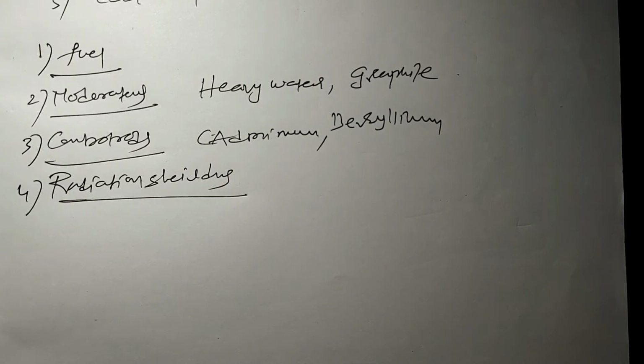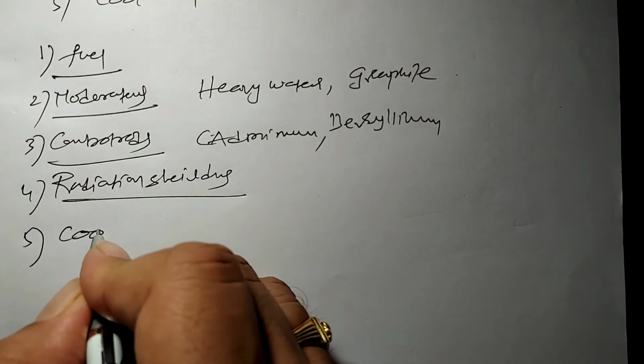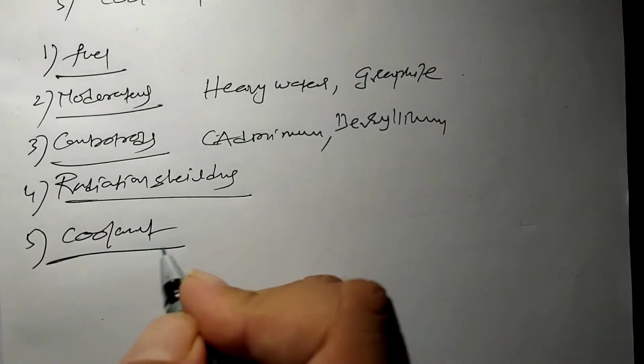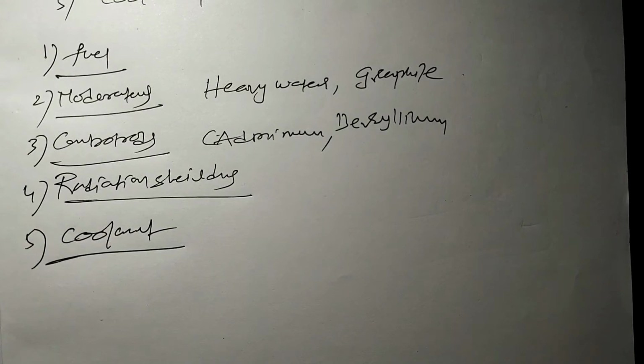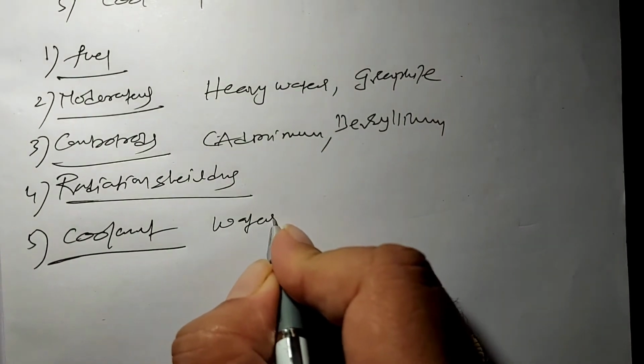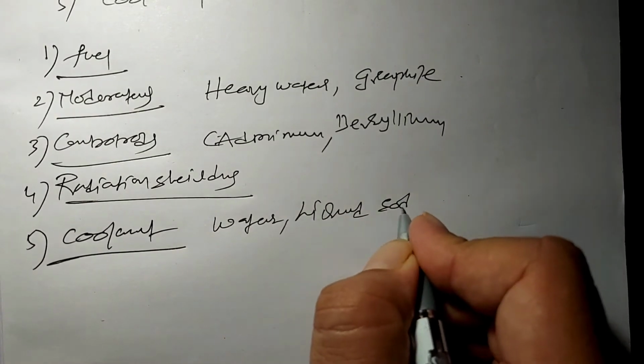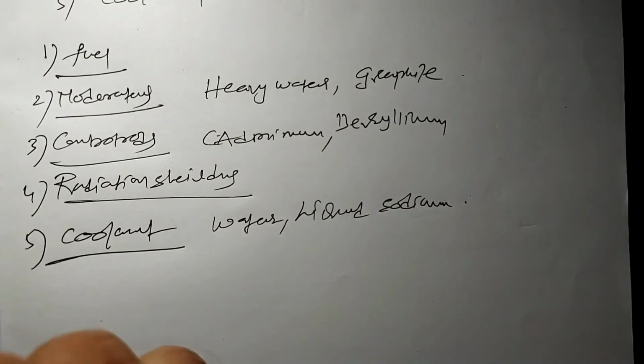Number 5 is nothing but coolant. The substance which absorbs a large amount of heat energy at the reactor and keeps the reactor at room temperature, that substance is called coolant. Generally, the coolant is nothing but water or liquid sodium.